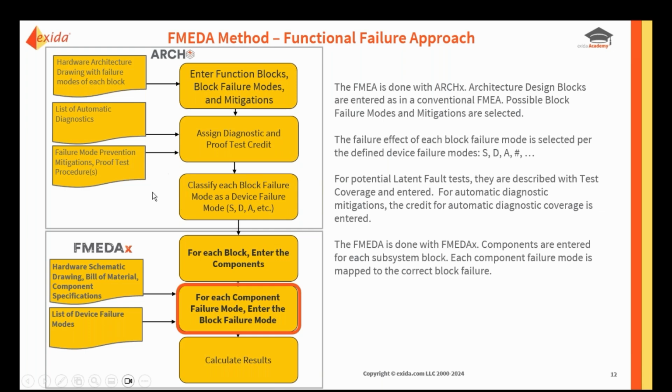So, and then each of those diagnostics, you divide into the IEC 61508 failure modes. So safe, dangerous, annunciation, no effect, etc. When you get done with that, you've got your functional failure modes for each block. Then you go to the FMEDA and go through your components. And for each component failure mode, you enter the block failure mode, which lets the tool automatically sum up the results for the IEC 61508 required failure modes.